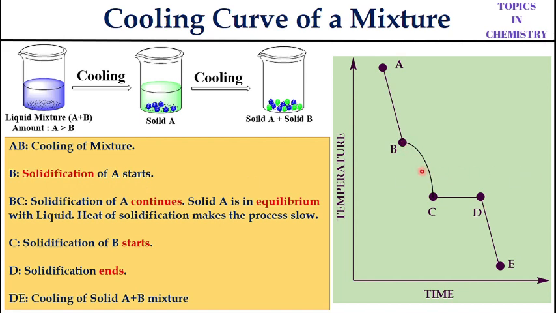Now through BC, solidification of A continues. Remember here, through BC, solid A is in equilibrium with the liquid. The liquid is converted to solid, so this is an exothermic process and heat is released. This heat is called the heat of solidification. Because of that heat, the process is very slow. It is not a very fast process. So for the heat of solidification, the process is slow.